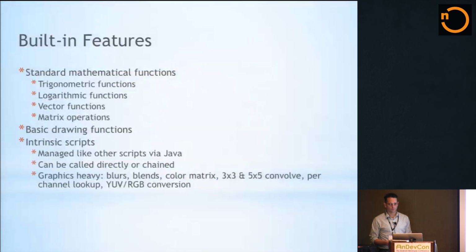Now there's some intrinsic scripts, and I touched on this a little bit earlier. You're going to manage these just like your own RenderScript, but they're special objects that you can create that come with the platform. So the form looks a little bit different, but you can effectively treat it just like a RenderScript that you've created. You can call it directly, or you can chain it together with other scripts. The intrinsics tend to be very graphics heavy. Okay? You're going to have a lot of blurs and blends, color matrices, convolve operations, YUV and RGB conversion. Those are all built into the platform and available for you to use.